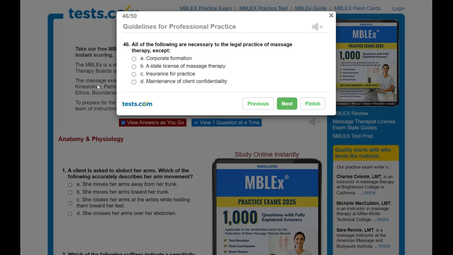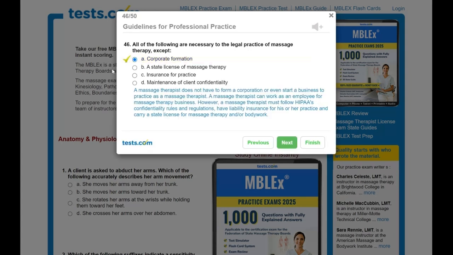Question 46. All of the following are necessary to the legal practice of massage therapy except A. Corporate formation, B. A state license of massage therapy, C. Insurance for practice, D. Maintenance of client confidentiality.